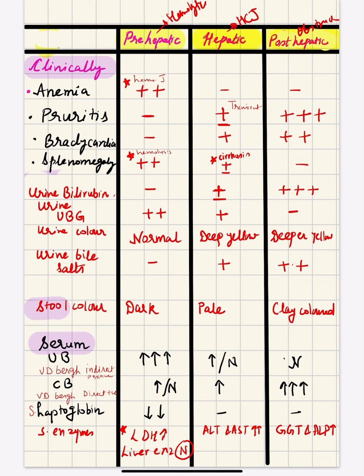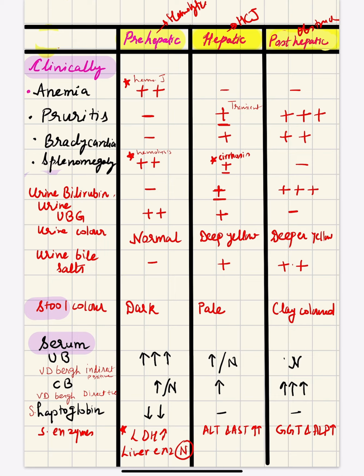Now the urine color will be normal in prehepatic jaundice, then deep yellow in hepatocellular jaundice, and deepest yellow in post-hepatic jaundice because of the presence of bile pigments. Urinary bile salts will be markedly increased in post-hepatic jaundice, can be seen in hepatocellular jaundice, but are absent in prehepatic jaundice. Now, stool color is characteristically clay colored in obstruction because no stercobilinogen is coming into the intestine, no urobilinogen is formed, so it is clay colored.